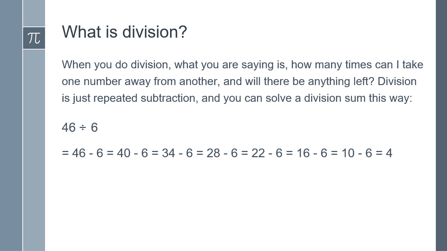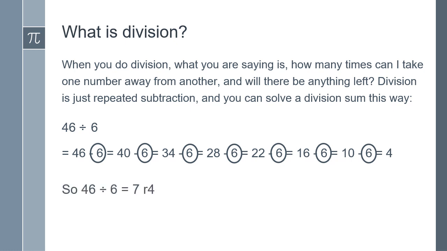46 minus 6 equals 40, minus 6 equals 34, and so on until we get to a final answer of 4, and we can't take 6 away again. So when you've got to that point, you count how many times you've managed to take 6 away. 1, 2, 3, 4, 5, 6, and 7. So we've taken 6 away 7 times. So 46 divided by 6 is 7 with 4 remaining.